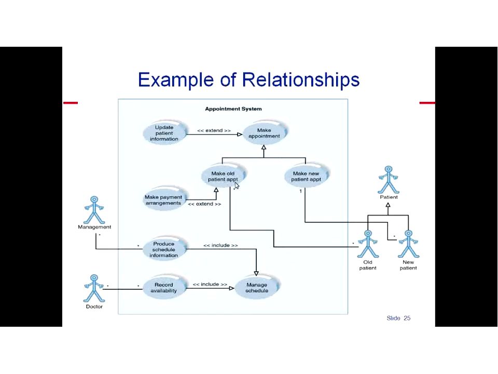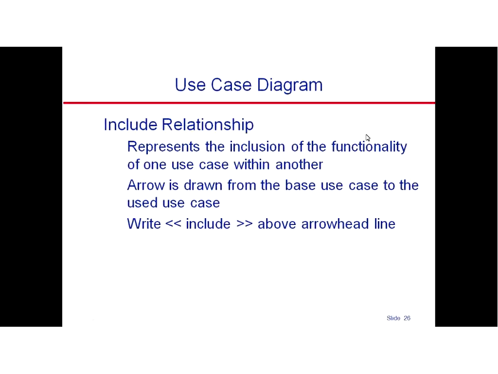But here you can see that make old patient appointment and make new patient appointment are the child use cases for make appointment, and we have represented this relationship through this hollow triangle and these lines. And here you can also see that patient can be old patient or new patient, and this is also represented through this parent-child relationship arrow. So here we have management, doctor, patient, and patient has children, old patient and new patient.